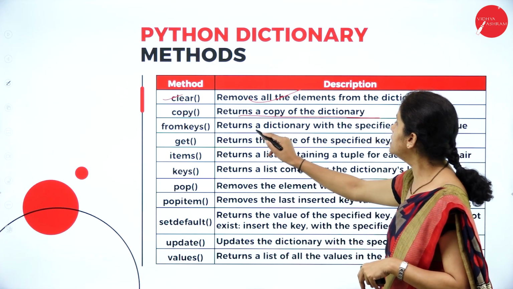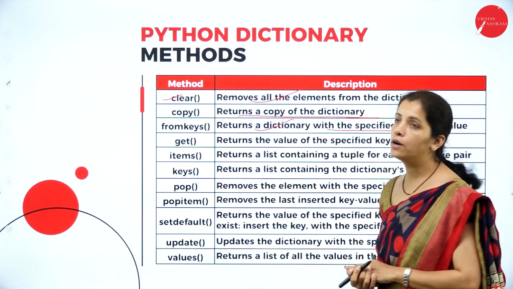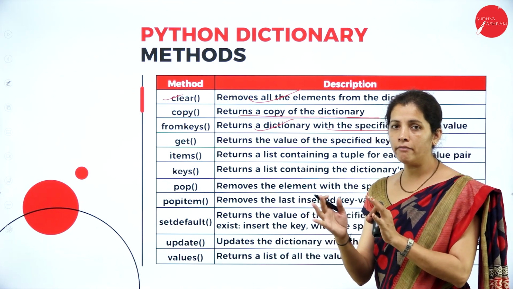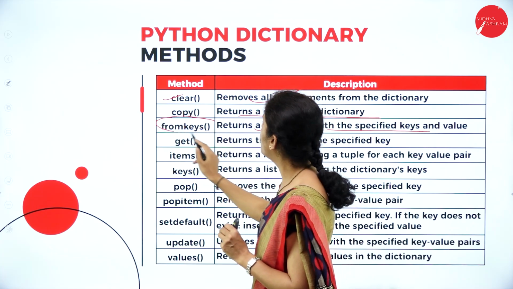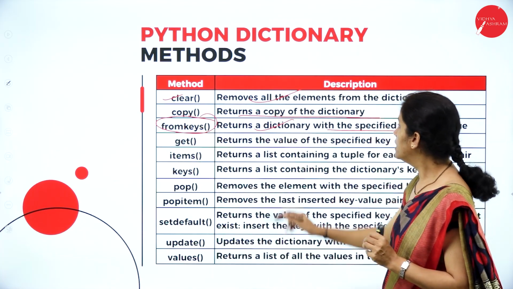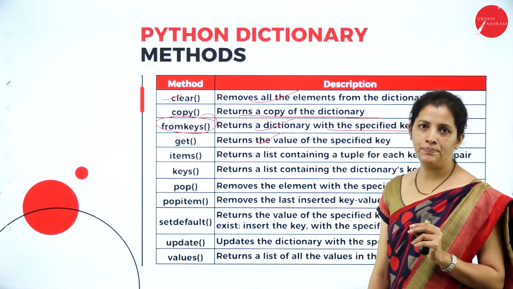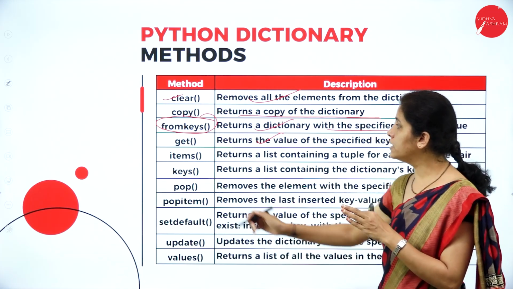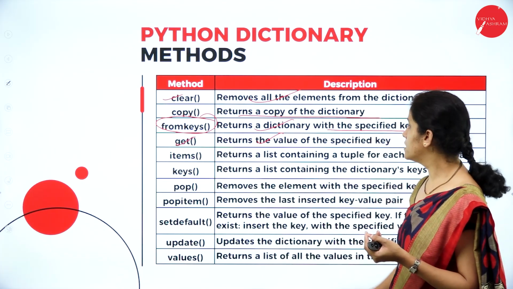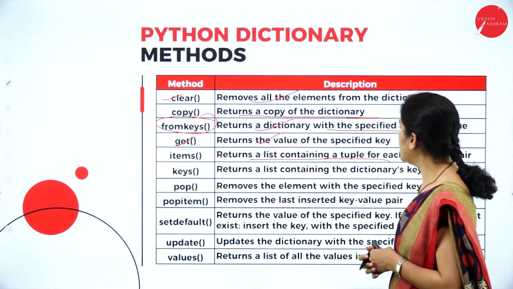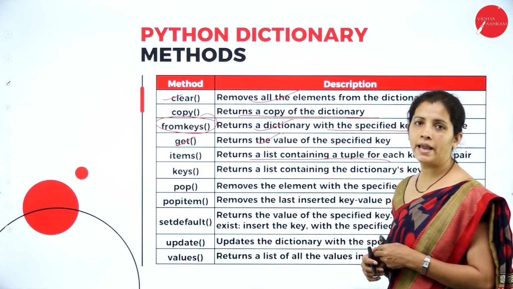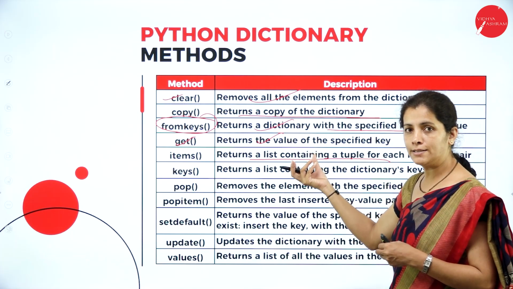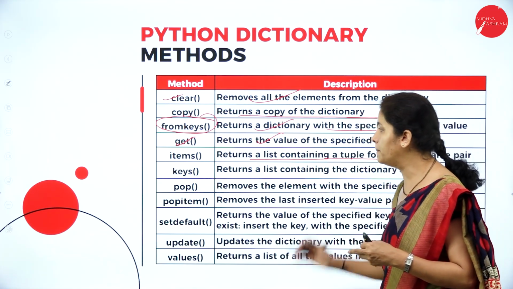fromkeys returns a dictionary with the specified keys and value. There are times I want only particular key-value pairs. At that time I'll go with fromkeys. The get method returns the value of the specified key. There are times I want a particular key-value pair, then I'll go with get. Items returns a list containing a tuple for each key-value pair. So what is items? It's going to list or display all the dictionary elements.